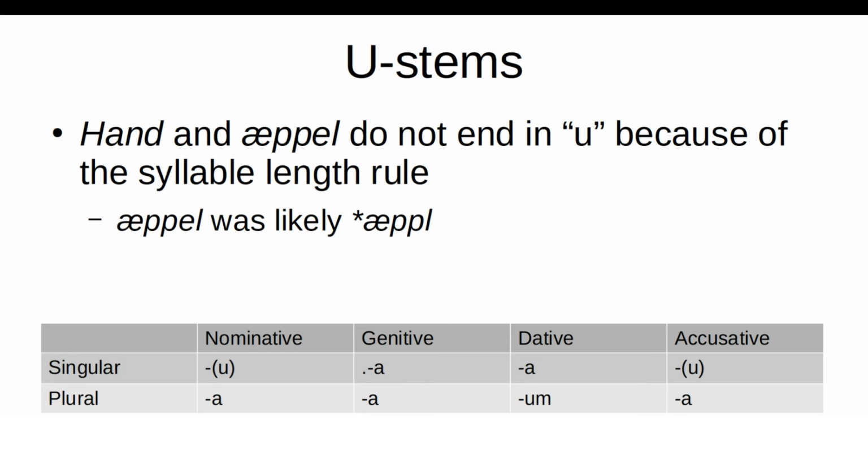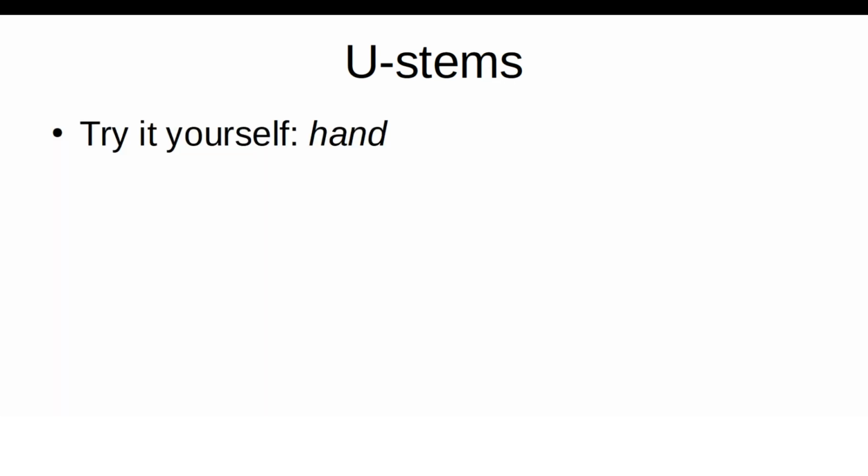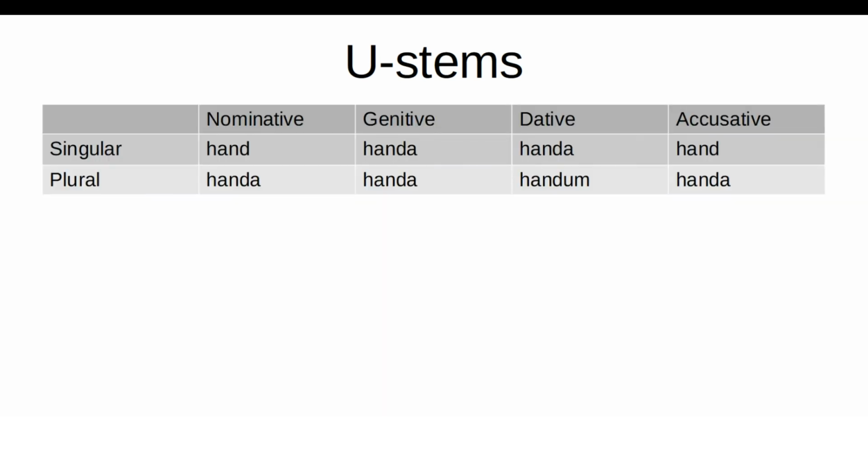If you don't know what I'm talking about, check out the first two videos, especially the first one where I talk about the strong declensions. So appel was originally appl, so it was one syllable, and they just added this e to make it easier to pronounce. The nominative singular is u or nothing, the genitive is a, the dative is a, the accusative is u or nothing, the plural is a, the genitive is a, the dative is um, the accusative is a. So duru, dura, dura, duru, dura, dura, durum, dura. Try it yourself. Try hond. The correct answer is hond, honda, honda, hond, honda, honda, hondum, honda.